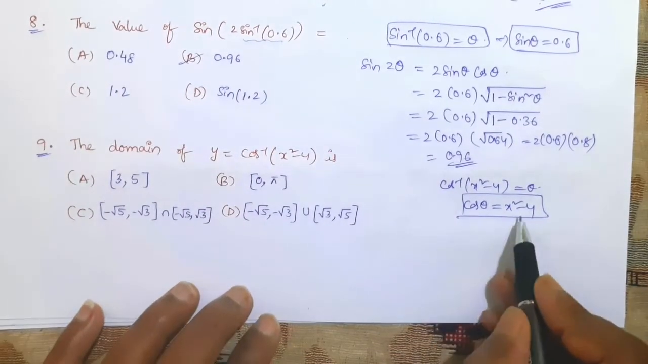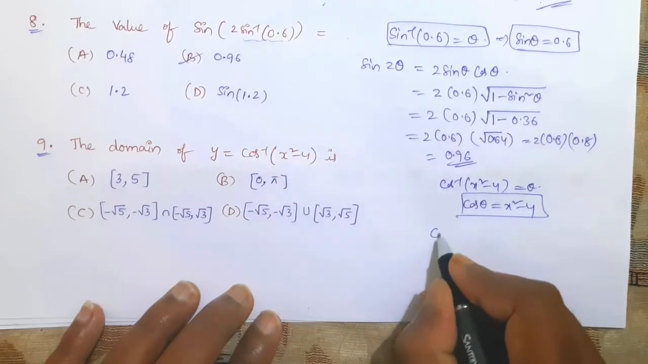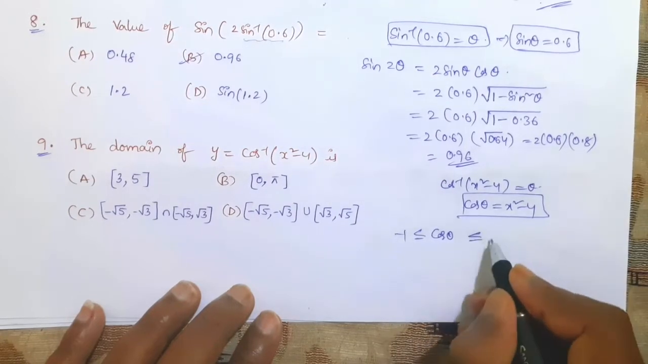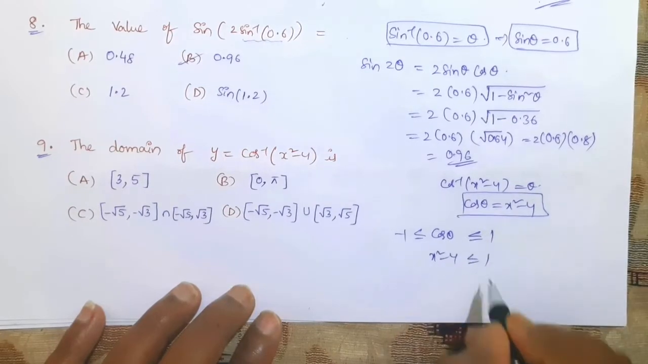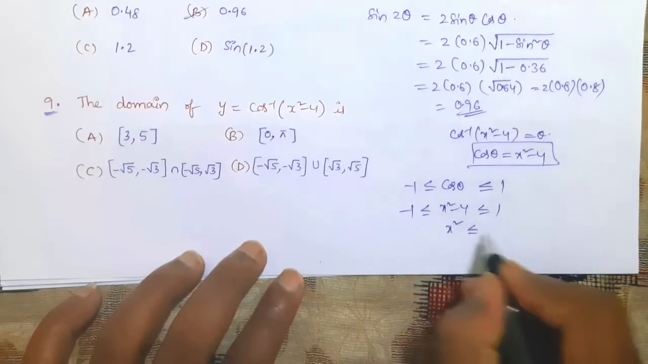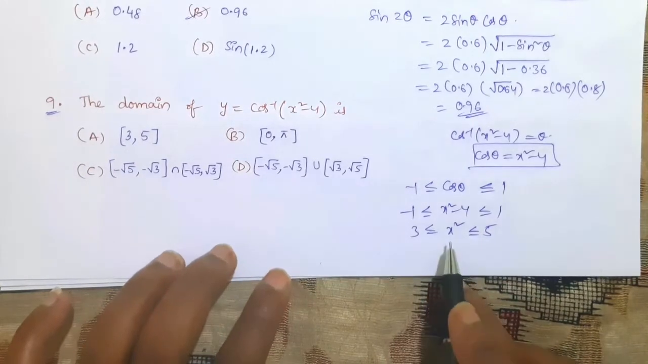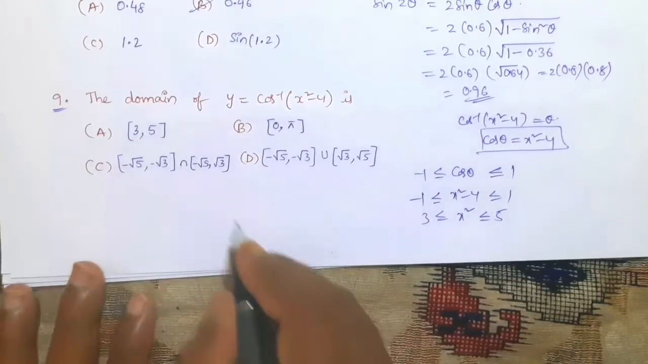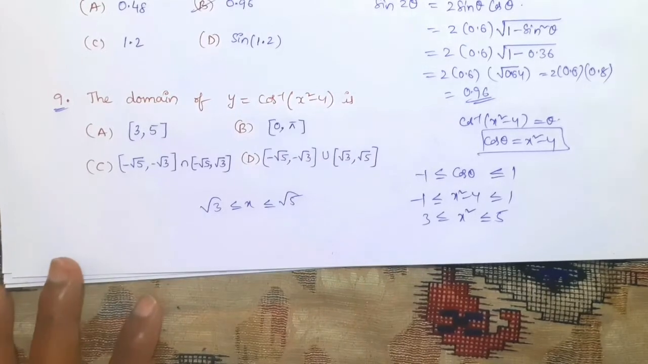So as we have considered cos theta equal to x square minus 4, we know the cos theta range: cos theta is greater than or equal to minus 1, less than or equal to 1. Now here we got x square minus 4 less than or equal to 1, greater than or equal to minus 1. So x square is less than or equal to 5, greater than or equal to 3. Now if you take the square root on both sides, it becomes root 3 less than or equal to x less than or equal to root 5.